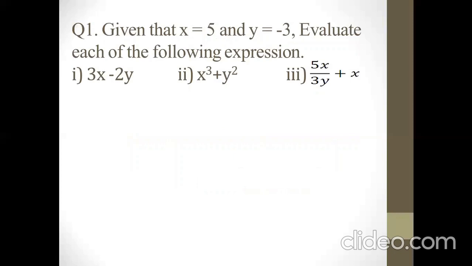For x equals 5 and y equals -3, we have to evaluate each of the following expressions. And the first expression is 3x minus 2y. Let's start the solution.